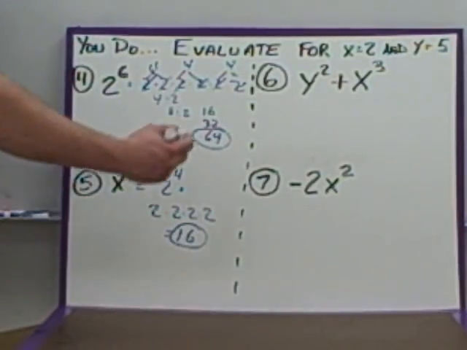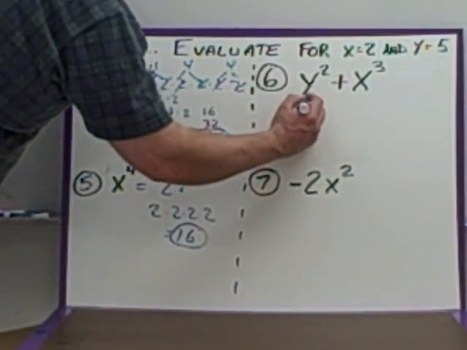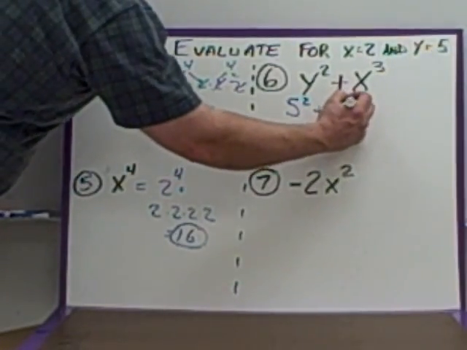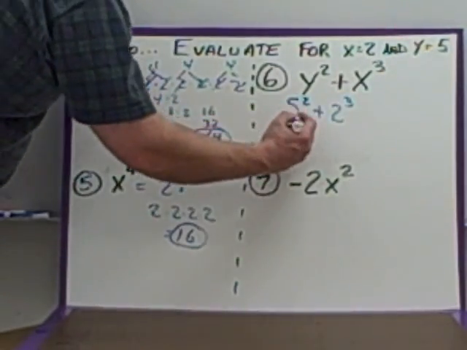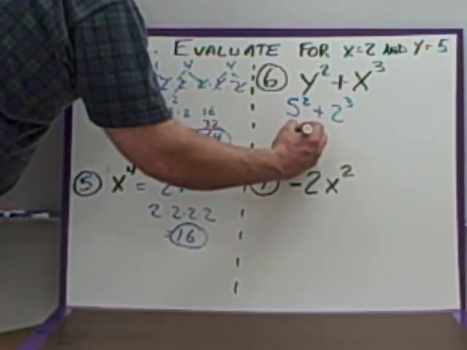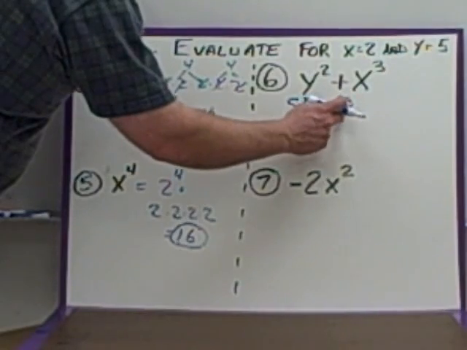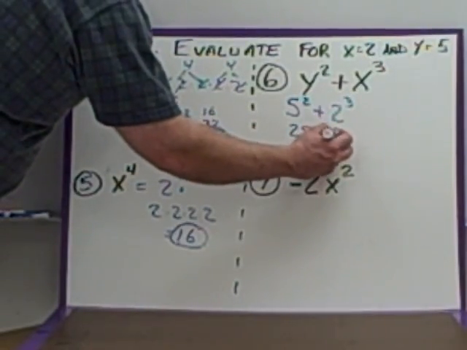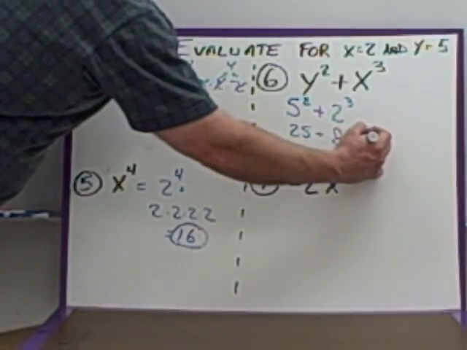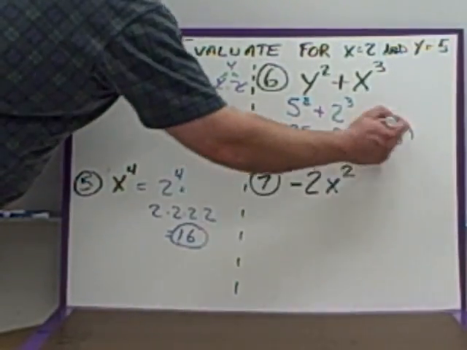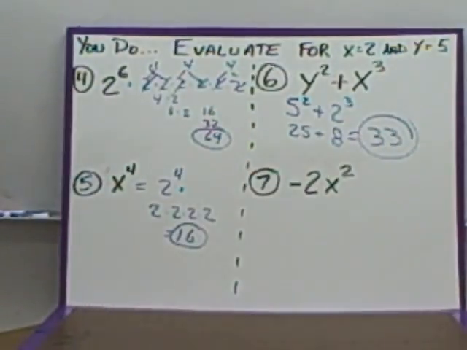Over here, we got to do both values here. You're going to have 5 squared plus 2 to the 3rd power. 5 squared, you got to do the exponents first. That's going to give you 25 plus 2 times 2 times 2 is going to give you 8, which is going to give you a total of 33. That's your final answer there.